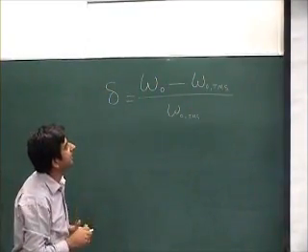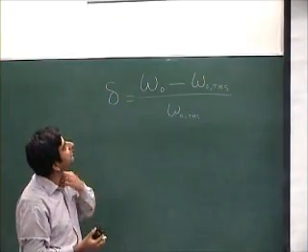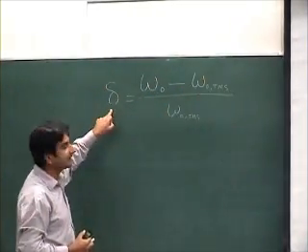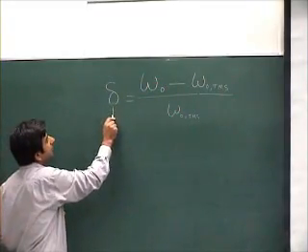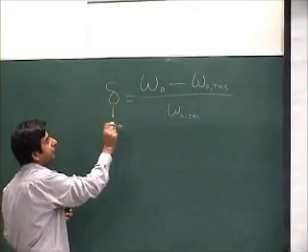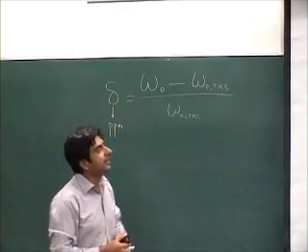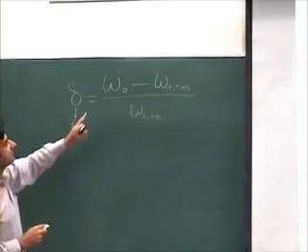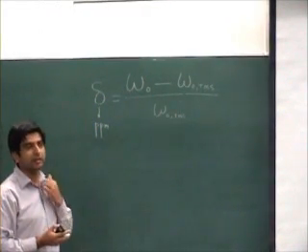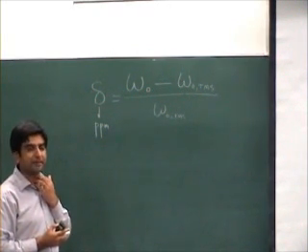Now delta is such a small number, because omega naught is so close to omega naught TMS, that it is always mentioned in units of ppm. Sir, ppm means that you multiply delta with 10 to the 6? Yes, with 10 raised to the power 6. Or you divide by 10 raised to the power minus 6.